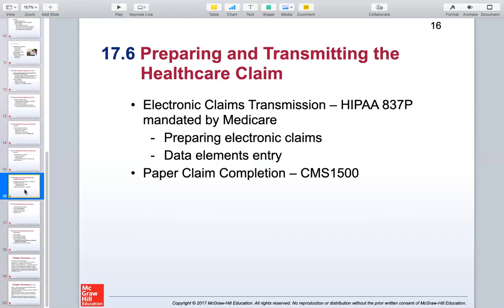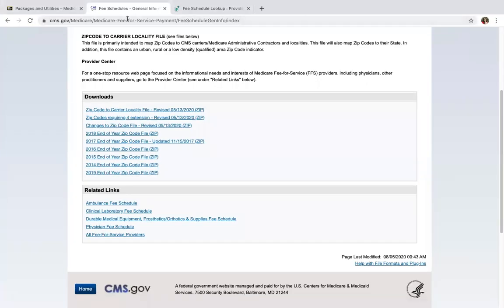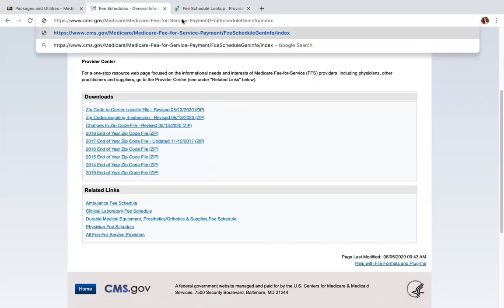If we're not sending an electronic form, then we would just fill out a paper claim, and that paper claim is the CMS 1500 form, and that looks like this.